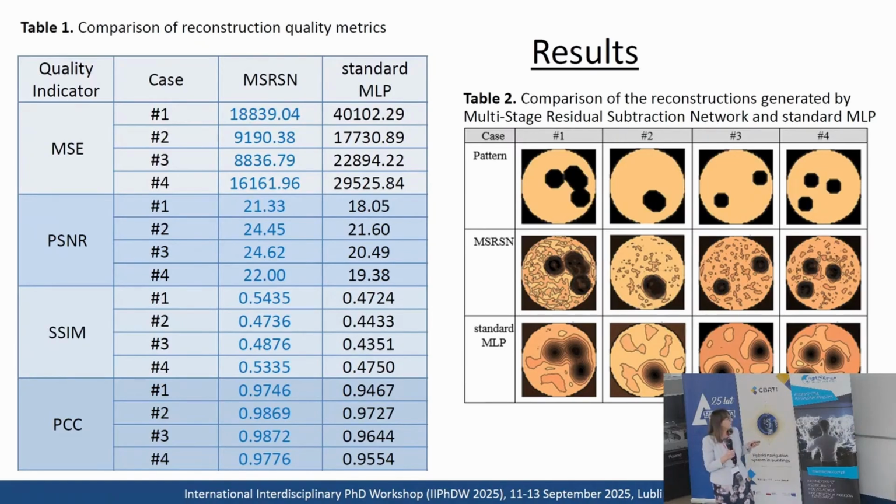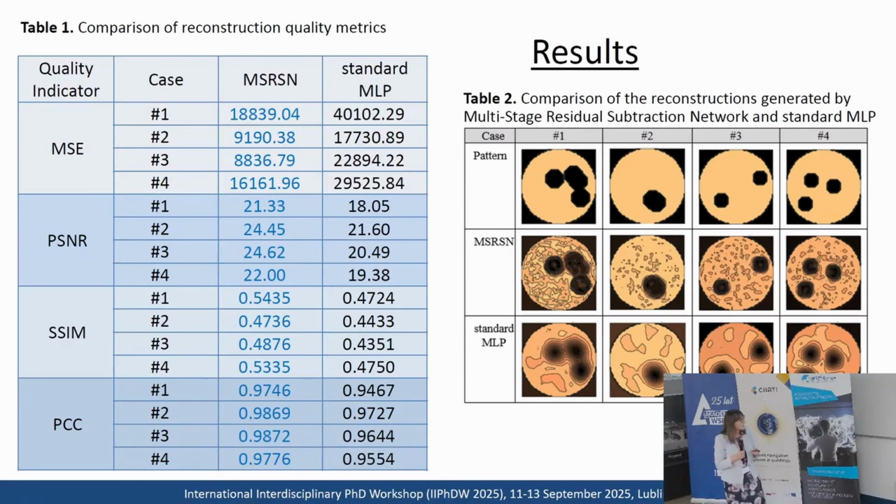But even when we use quality indicators, we see the same results. For mean square error, as you can see, for the differential architecture we got about 50% lower errors than for the standard. For PSNR, similarity index, and Pearson coefficient, we see that for the differential architecture we got higher values, which means it's better for us.